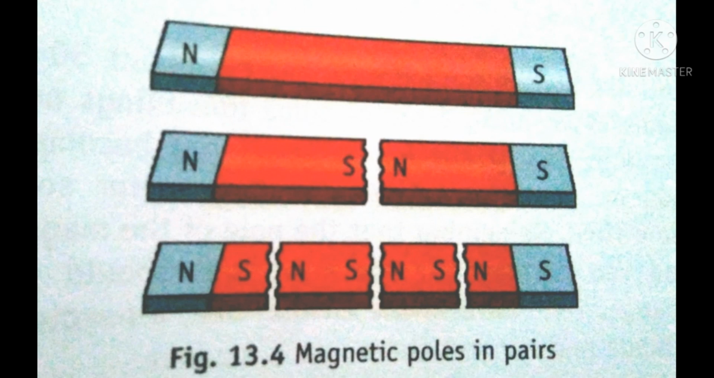These poles are near the free end of the magnet. One end of the magnet is called the north pole and the other end is called the south pole. They are represented as N for north pole and S for south pole. There are two poles of the magnet: one is a north pole, another one is a south pole.